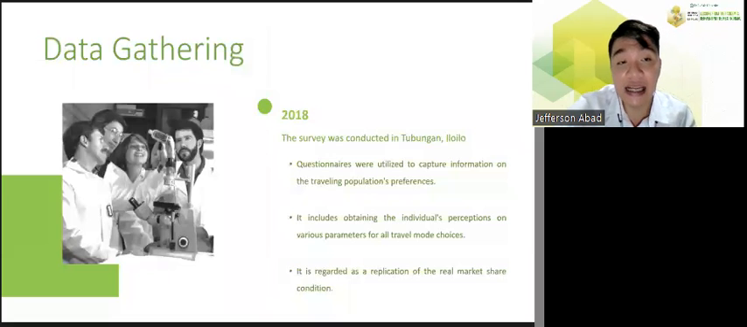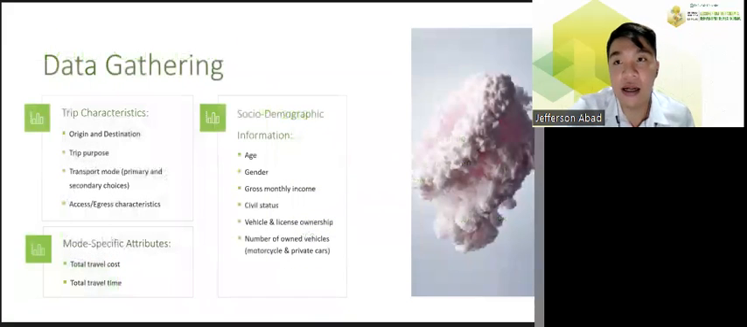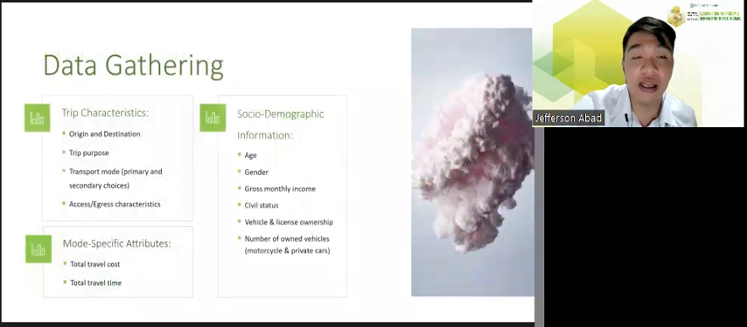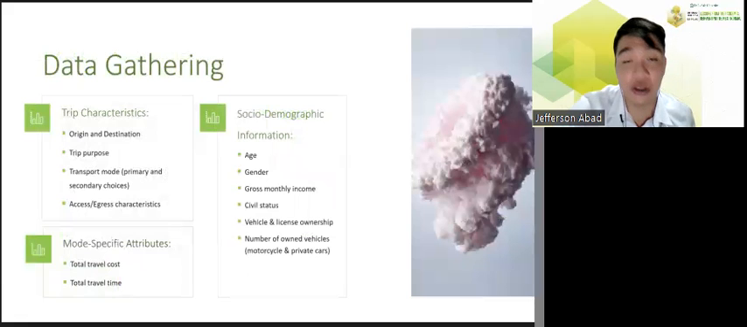Given that the data is obtained from a representative sample of the population, it is regarded as a replication of the real market share condition. As a result, a model built using revealed preference data can be utilized to represent the actual market. The survey questionnaire included questions on trip characteristics such as trip purpose, trip origin and destination, the transport mode, primary and secondary choices, and the access or egress characteristics.